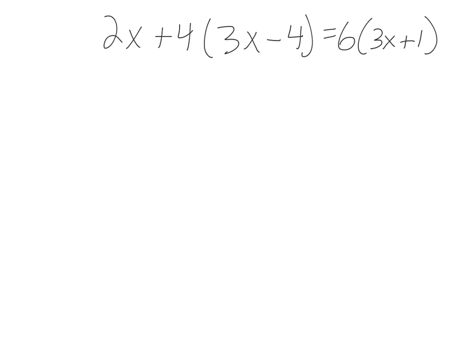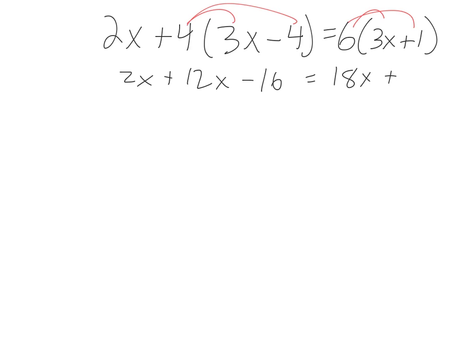Alright, number 5 is a little more difficult. We're going to need to collect or combine like terms after we distribute. So let's first start by distributing the 4. So 4 times 3x is 12x, minus 4 times 4 is 16. But don't forget that 2x is still there. Equals, distribute the 6. 6 times 3x is 18x. 6 times 1 is 6.